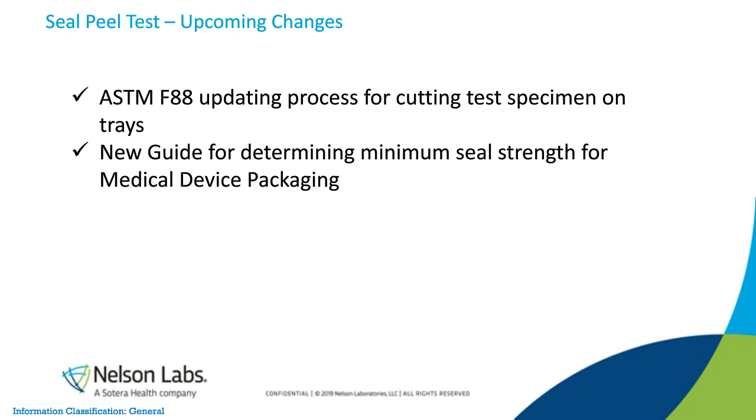There are a couple of exciting new things coming from ASTM for peel testing. The seal peel test standard ASTM F88 is revising and will include a new whole tray technique option. This is great news for anyone testing peel strength on trays because you won't be required to cut coupons anymore. Anyone who has cut trays knows that there has to be a better way, and this is coming out very soon.